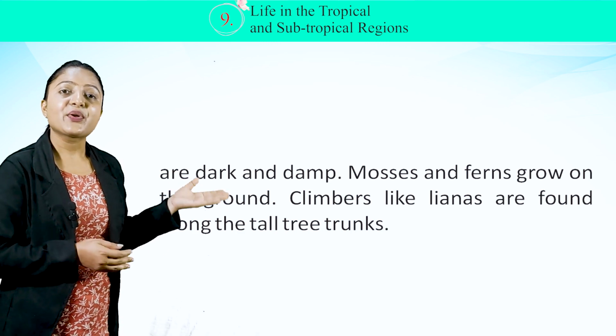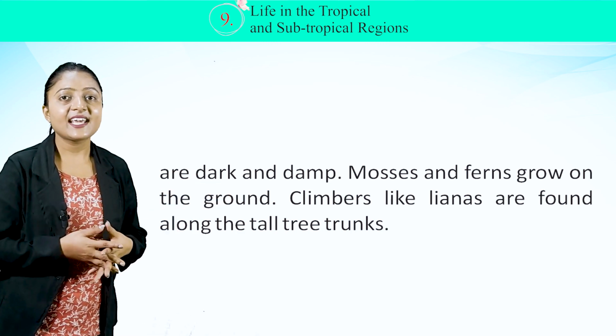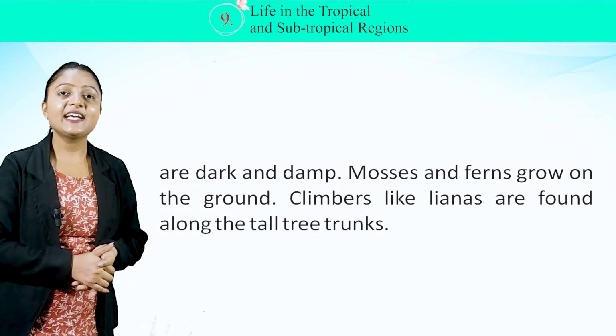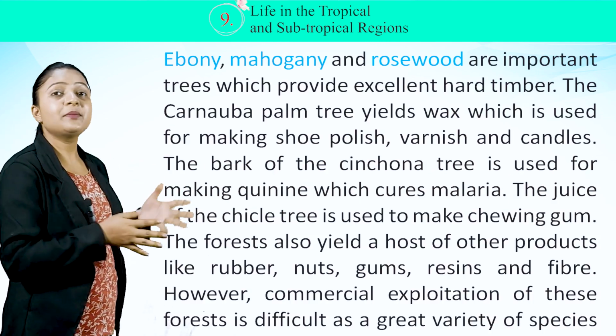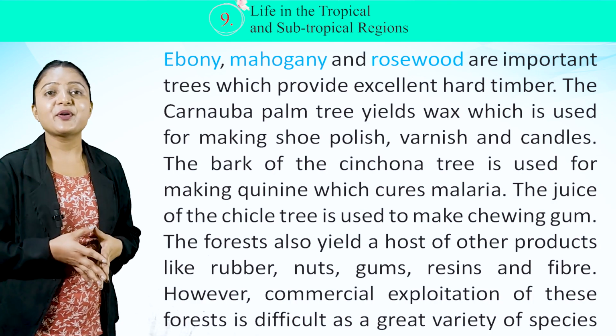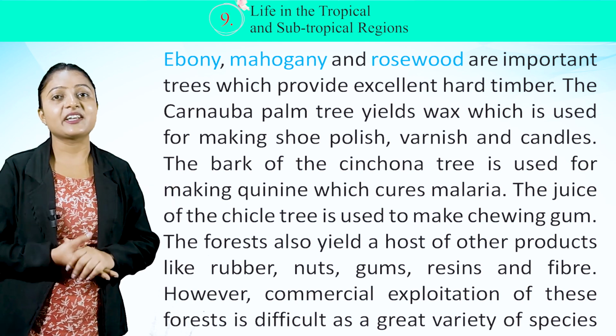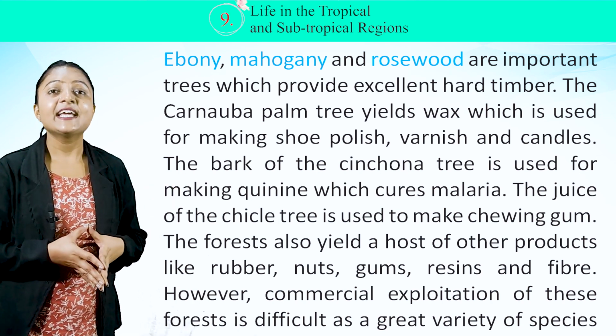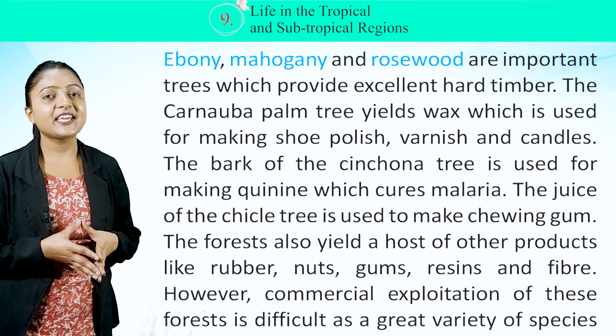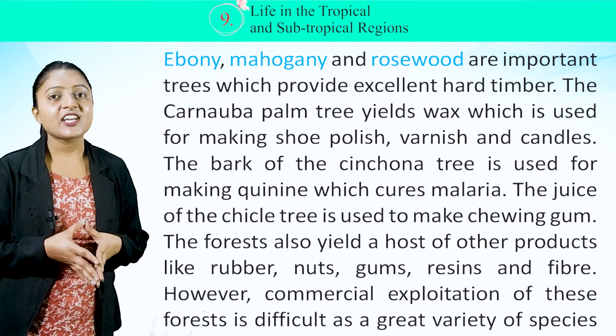Mosses and ferns grow on the ground. Climbers like lianas are found along the tall tree trunks. Ebony, mahogany, and rosewood are important trees which provide excellent hard timber. The carnauba palm tree yields wax which is used for making shoe polish, varnish, and candles.